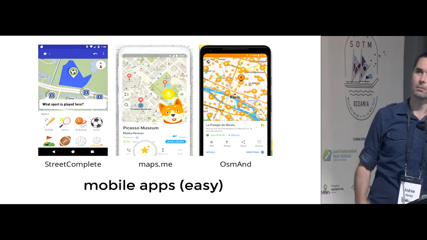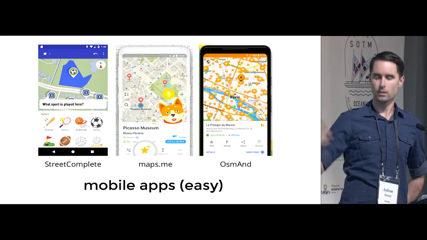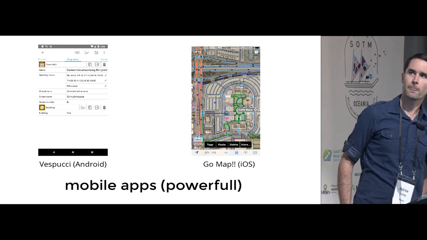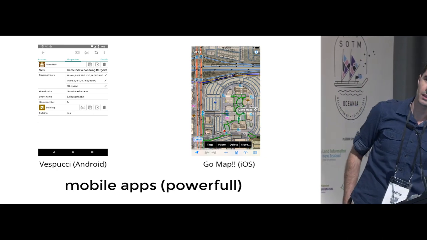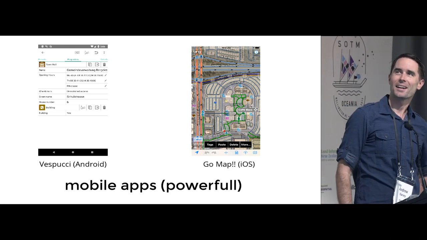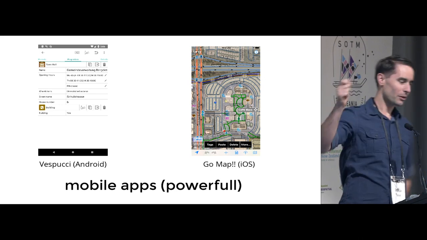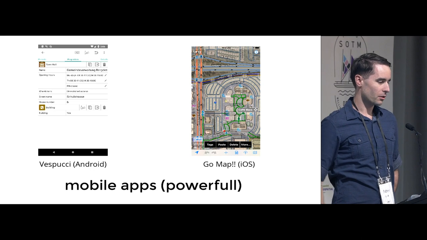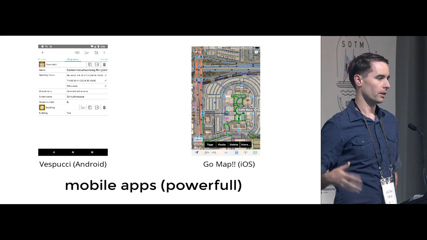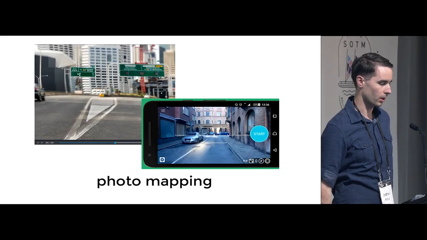And a few others: maps.me, great for adding points of interest, OSM and also great for adding a whole bunch of places to OpenStreetMap. And then Vespucci, sorry. I practiced that for an hour last night, but I still didn't get it. That's also a great app for Android that lets you add more detail to OpenStreetMap. It's a bit harder to use, but you can add a lot more detail. And then GoMap is also on iOS, which is quite similar.